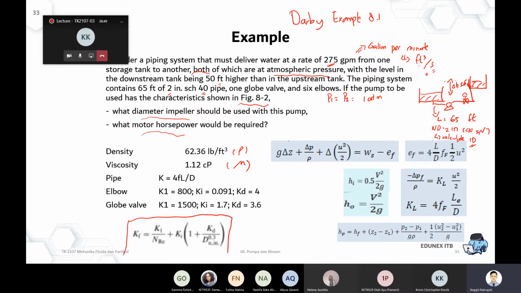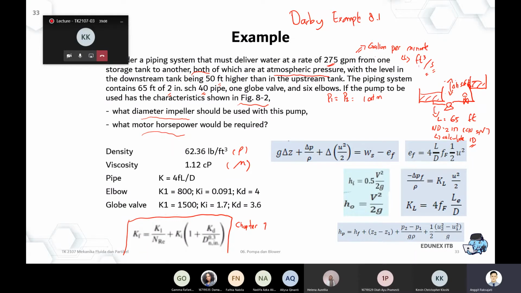Again, this is coming from Darby chapter 8. The pages I sent to you 2 days ago, I think, page 200 something. You just need to follow the data provided.